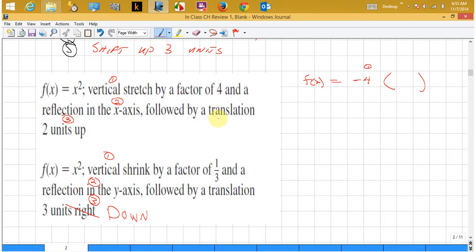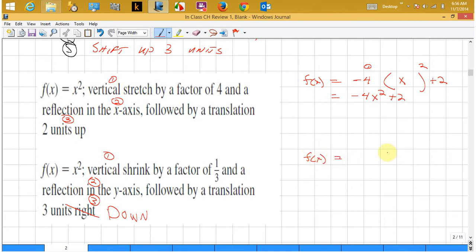And then followed by a translation of 2 units up. So it's moving 2 units up. That's going to be a y shift, so plus 2. And here in the parentheses, then nothing's going on. So this is what it would look like. And to rewrite it in a little bit simpler form. Now remember, this negative 4 is not affecting the x value, it's affecting the y. If it was affecting the x, it would be inside the parentheses with the x. Okay, let's go on to the next one.